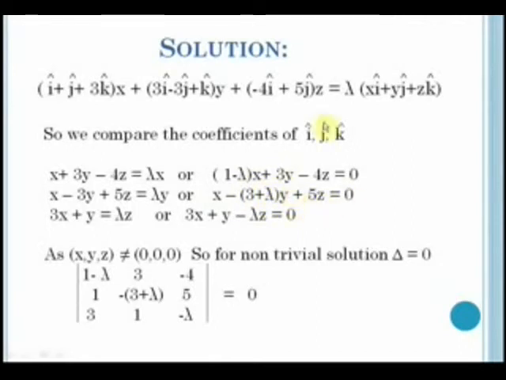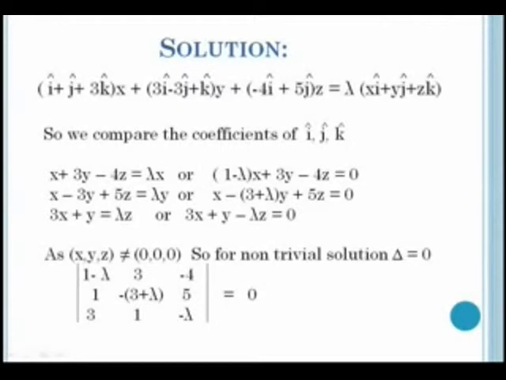And when we compare the coefficients of k cap, we get 3x plus y equal to lambda z, or 3x plus y minus lambda z equal to 0. Thus we get 3 such equations when we compare the coefficients of i cap, j cap and k cap. Now given that x, y, z not equal to 0, 0, 0, we are going to solve for non-trivial solutions, and for this system to have a non-trivial solution, the determinant should be equal to 0.